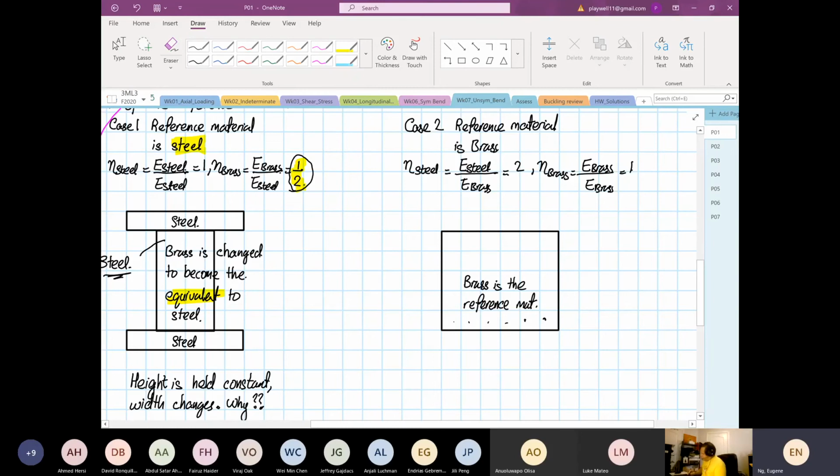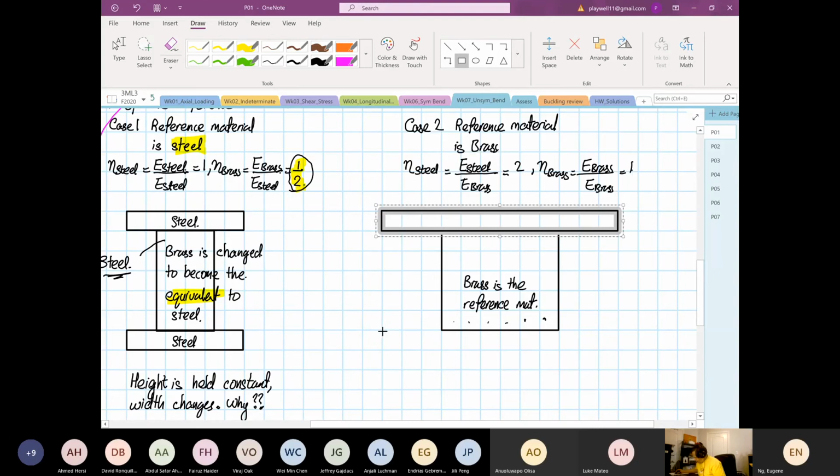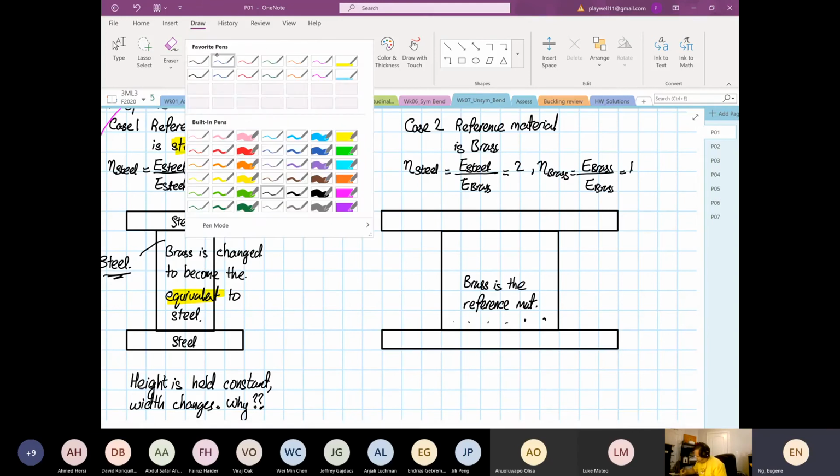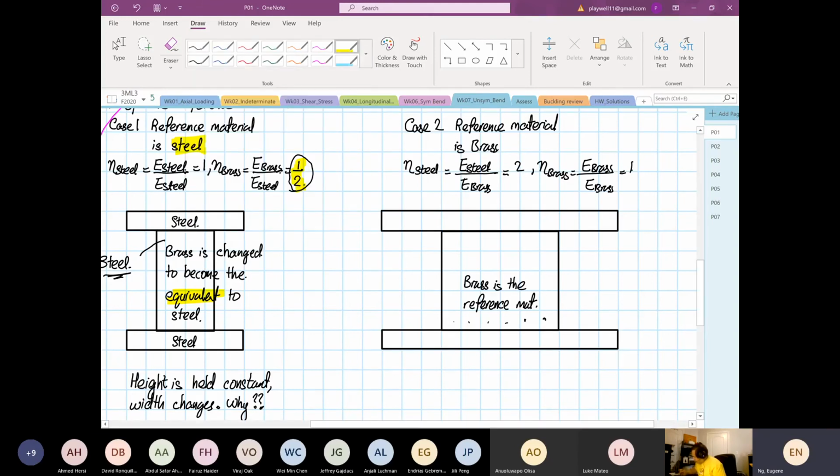Now to make the structure, you change everything to brass. So the top plate and the bottom plate, you also change to brass. In order to ensure that the structure has the same strength, from here we have to double the width of brass. We double it. Why double it? Because it's relative to its Young's modulus.